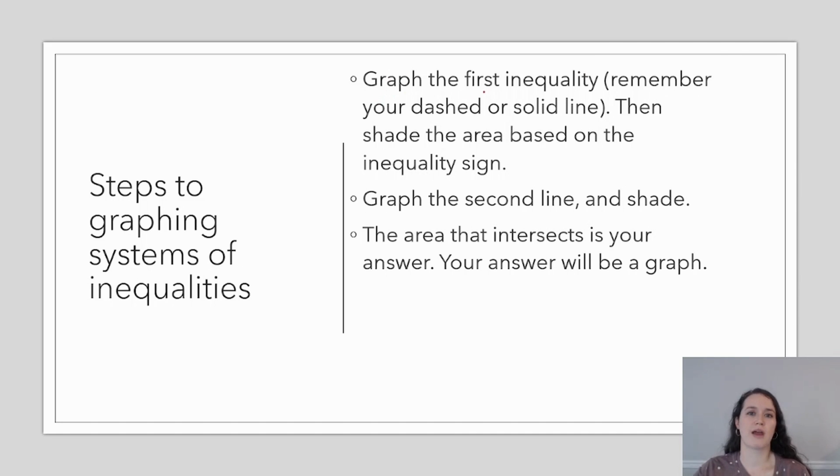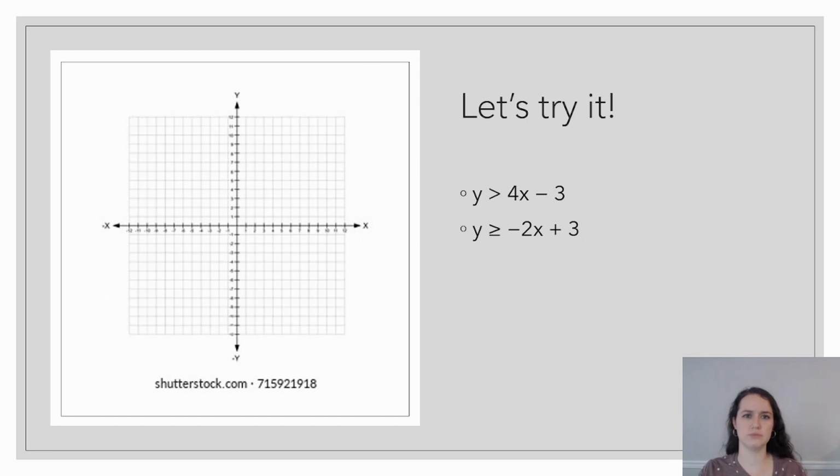First, you want to graph your first inequality. So we have a dashed or a solid line for those, and then you're going to shade the area based on your inequality symbol. So it's just like graphing one inequality. However, now you have two. So then you graph the second line and you shade, and the area that intersects, that's actually your answer, and your answer will be a graph. There are ways to get into how to write all those things out, but we're not going to do that here. Let's try this together.